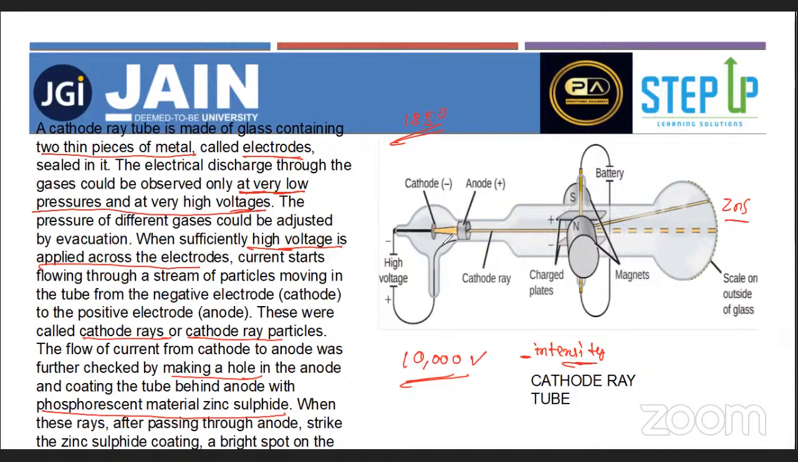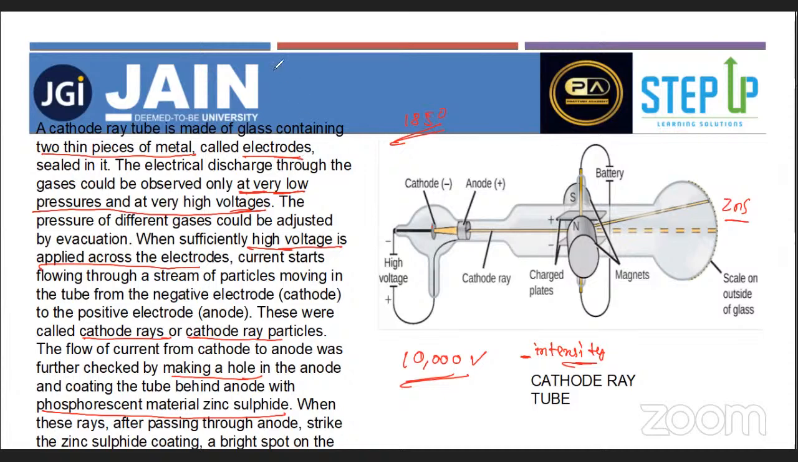Second thing, what was finally observed: from the cathode electrode, something passes through the anode, and it was observed on the screen by using a phosphorescent material. Here it is zinc sulfide. Wherever the particles coming out from the cathode through the anode were striking, a bright spot was observed. So they came to know that something is striking, something is coming out of the cathode electrode. So they called it cathode rays or cathode ray particles.